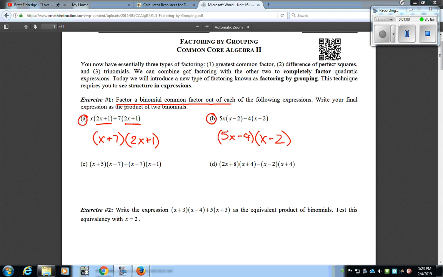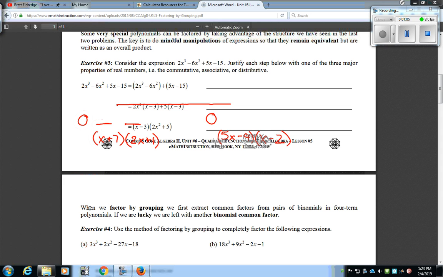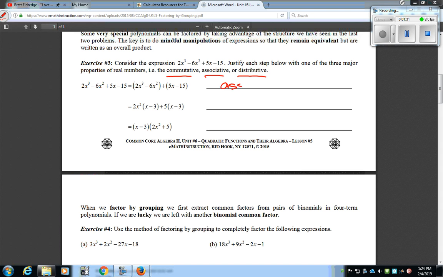Now we're going to move on to exercise 3, and talk about some of the properties that we've discussed in Unit 1 before. For this question, they want us to use commutative, associative, or distributive, and they want us to justify each step with one of those three properties. What you'll notice with the first step is that parentheses have been added, but no term has actually moved. So the first step is going to be associative, because you are taking terms and grouping them together.